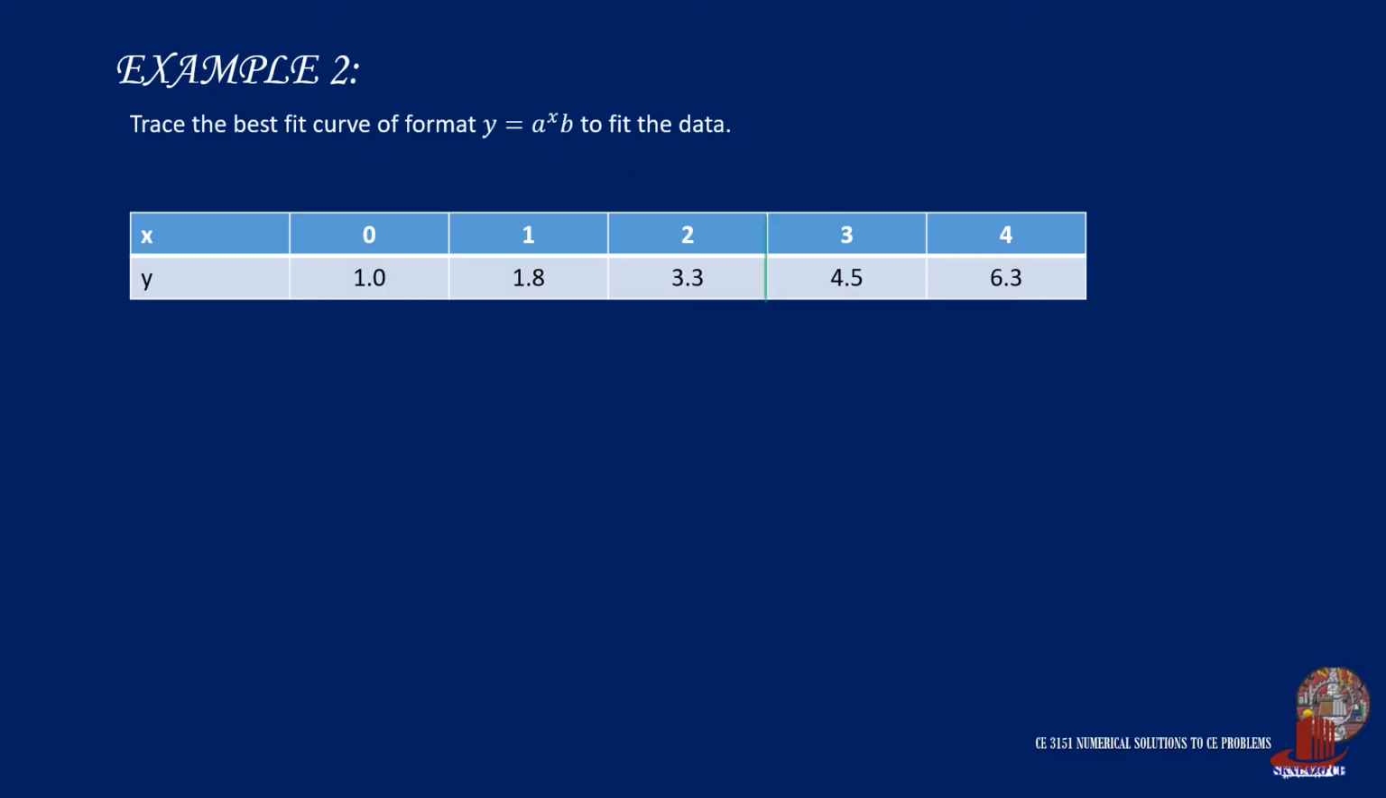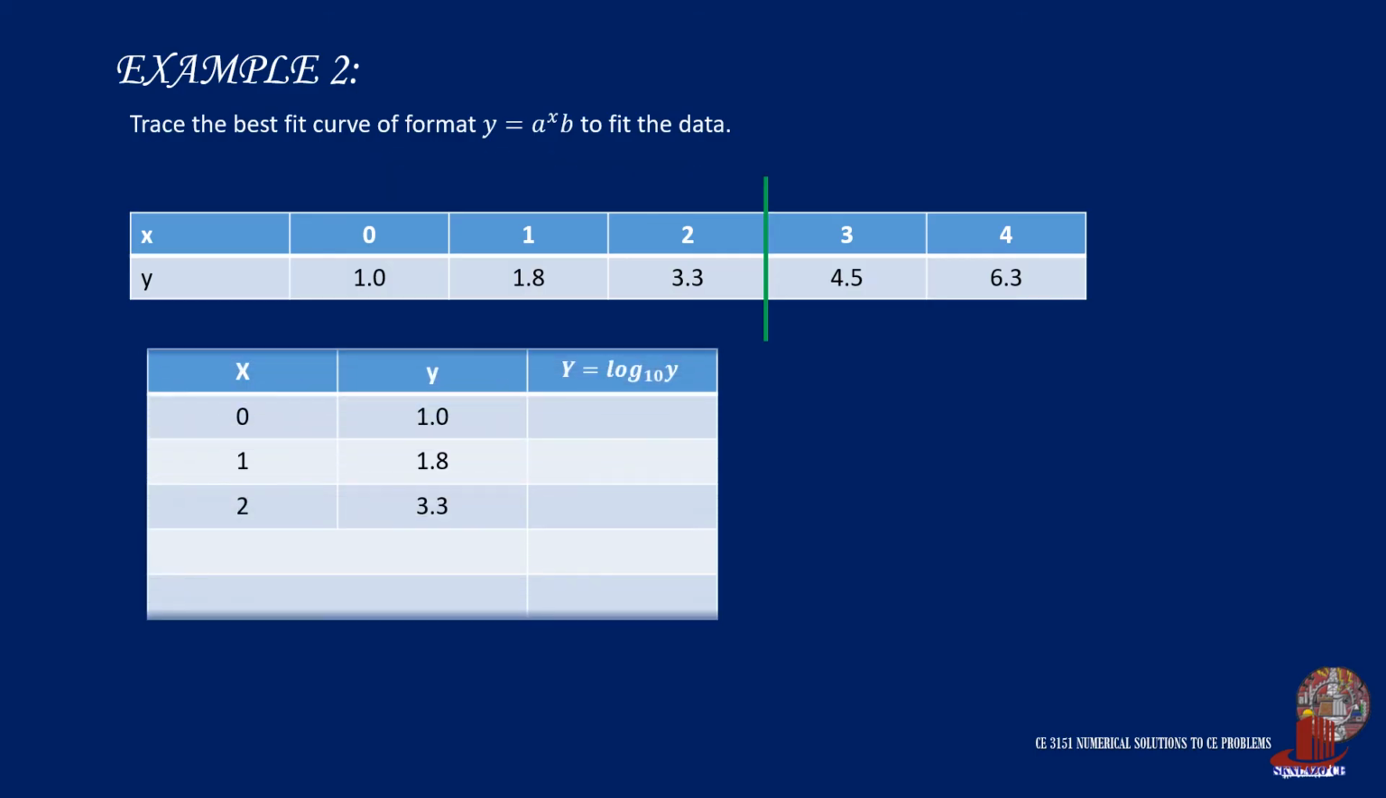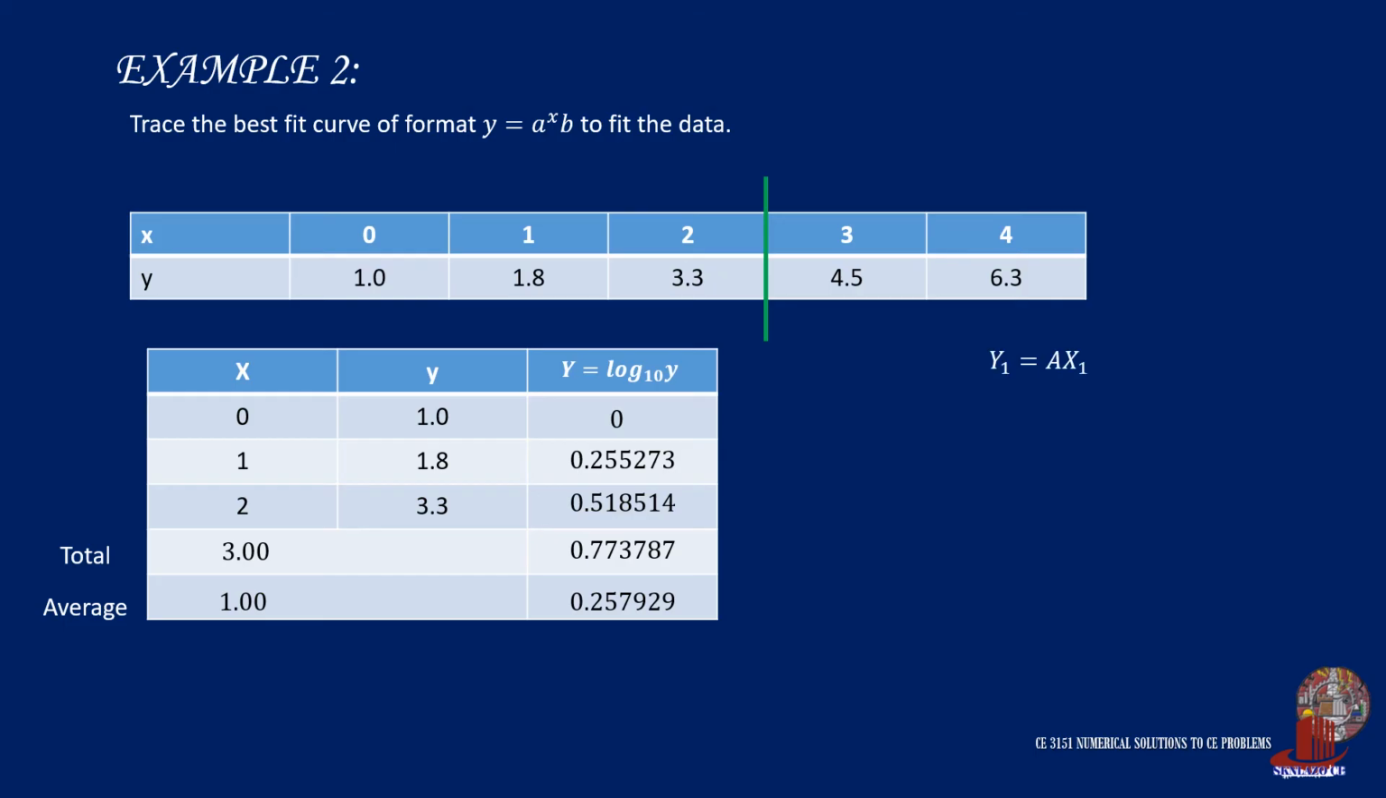Starting with the first group, complete the entries, and then compute the total and average for both x and capital Y. By arriving at x is equal to 1 and y is equal to 0.257929, the first equation is then 0.257929 is equal to a plus b.